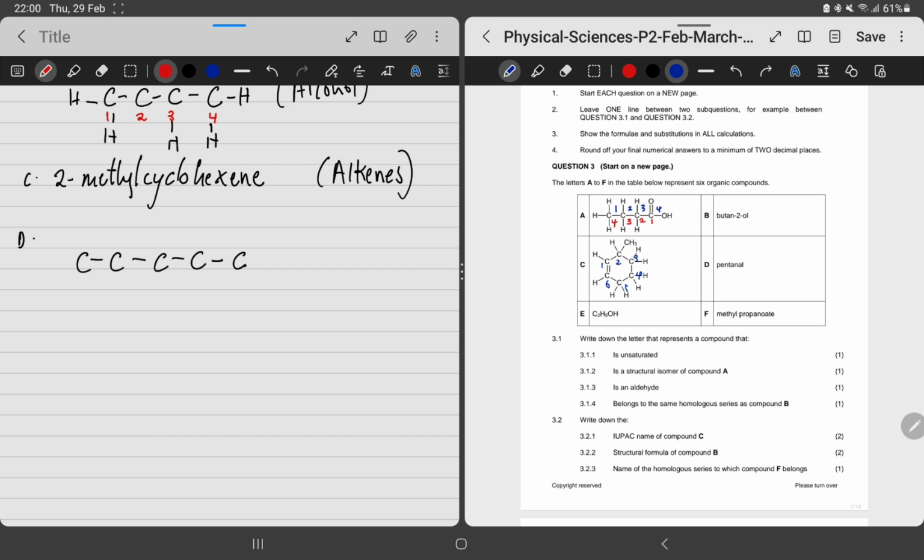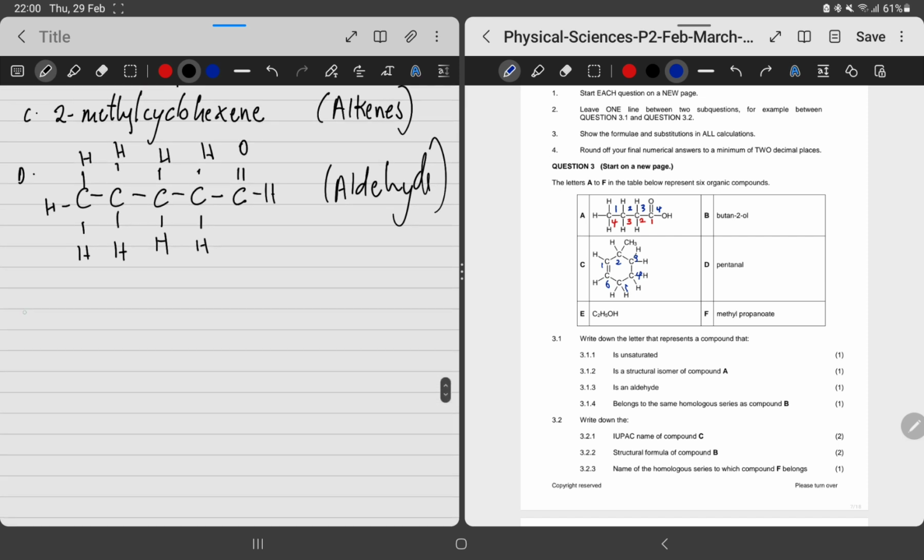The only way to have an aldehyde is if you have a carbonyl group that is at the terminal, attached to what? To a hydrogen. So this right here gives you the functional group of what? Of your aldehydes. Okay, so this is going to be my aldehyde. This is the structural formula of pentanal, and it belongs to aldehydes.